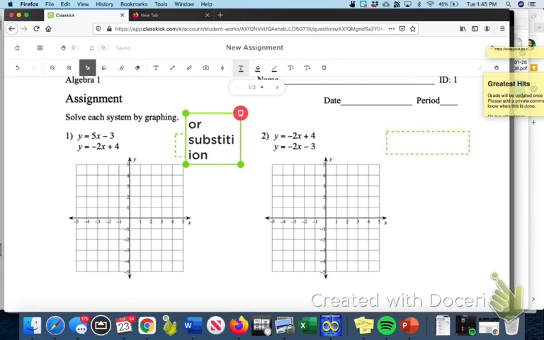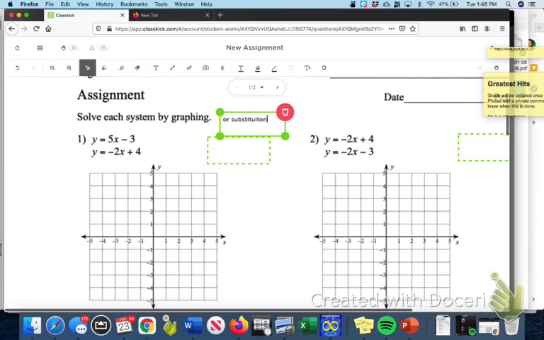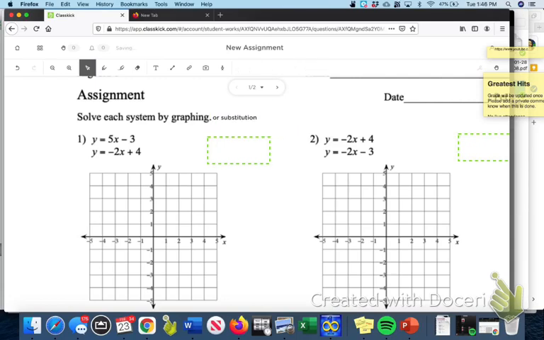You can actually use either method since we've talked about substitution a little bit. That is your choice. It would help if I could spell. Substitution. Good grief. Okay, so I'm going to add to those directions that you can solve them by graphing or by doing substitution.